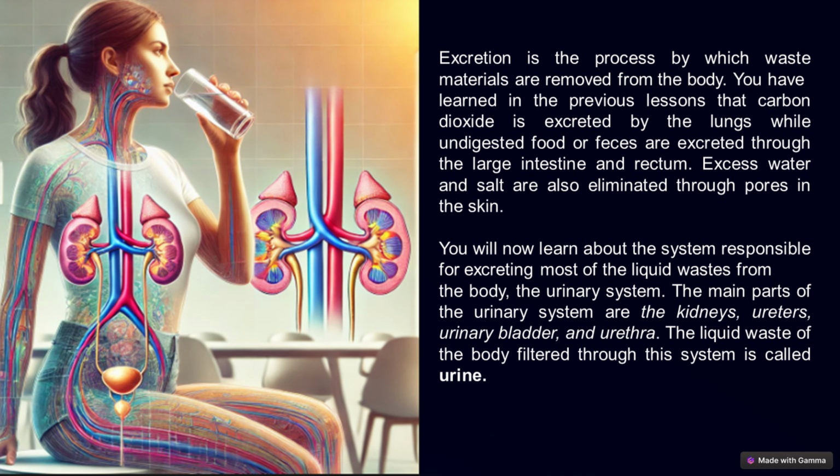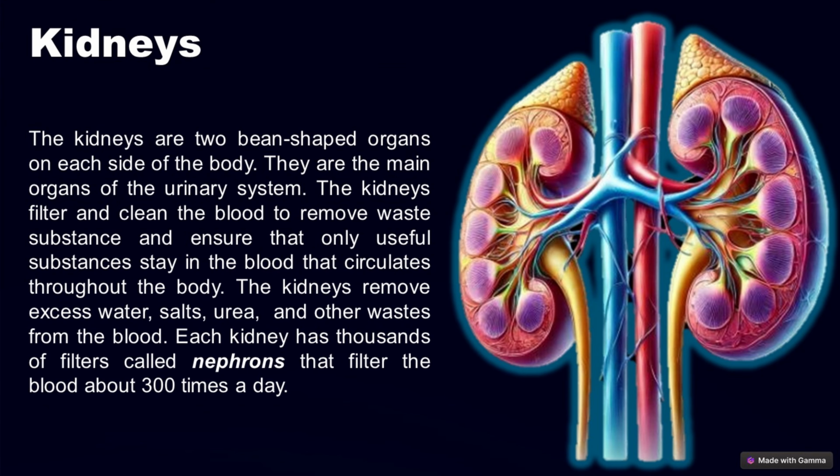You will now learn about the system responsible for excreting most of the liquid wastes from the body, the urinary system. The main parts of the urinary system are the kidneys, ureters, urinary bladder, and urethra. The liquid waste of the body filtered through this system is called urine.